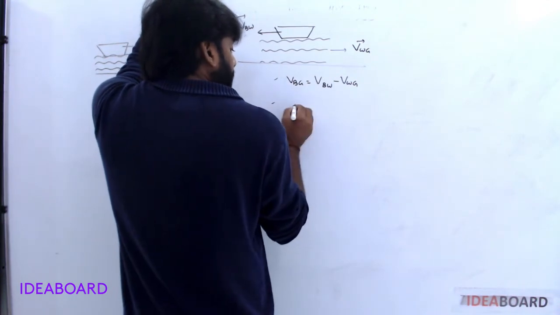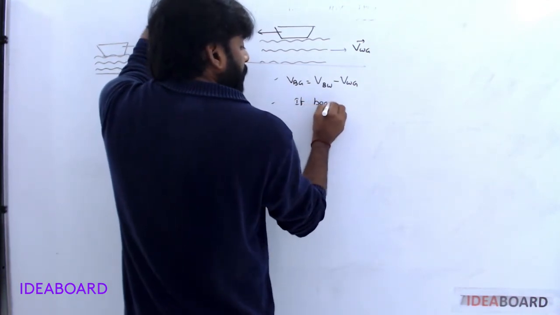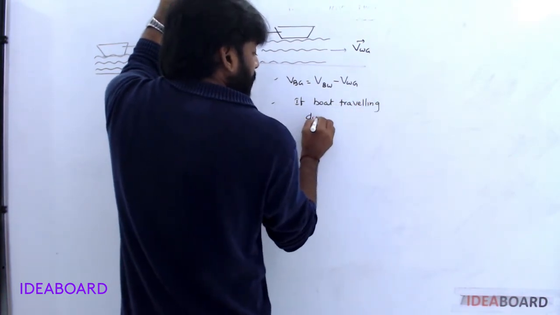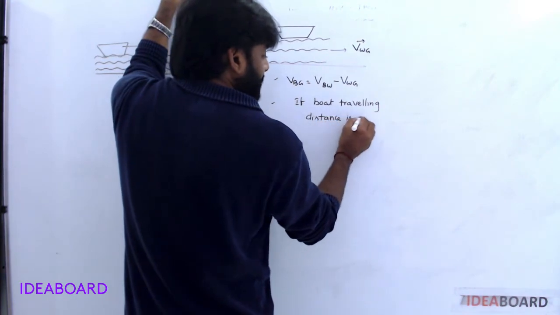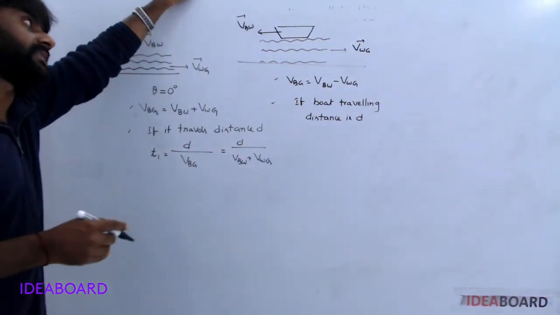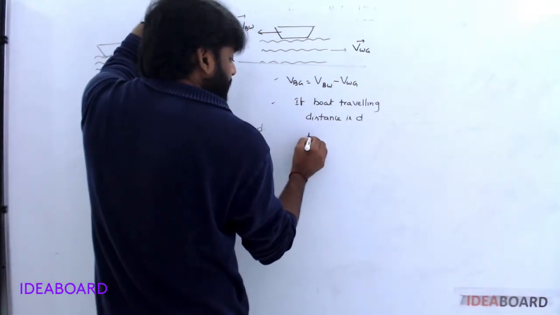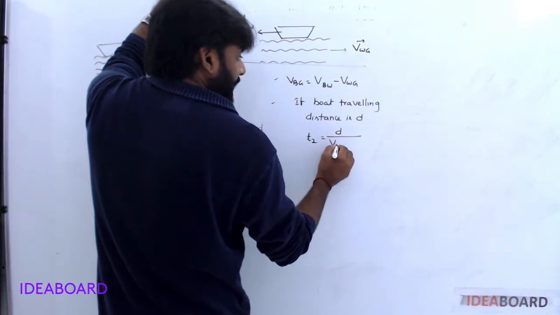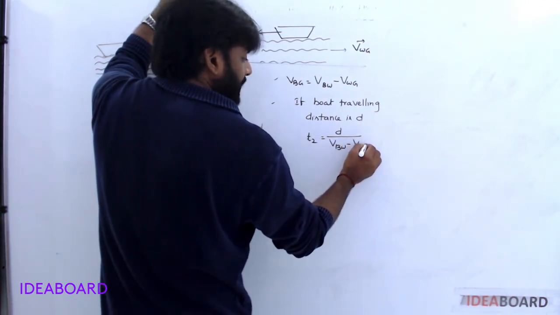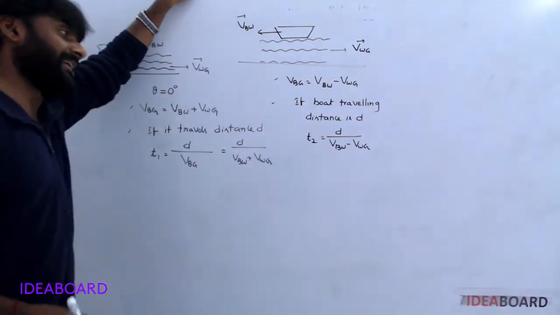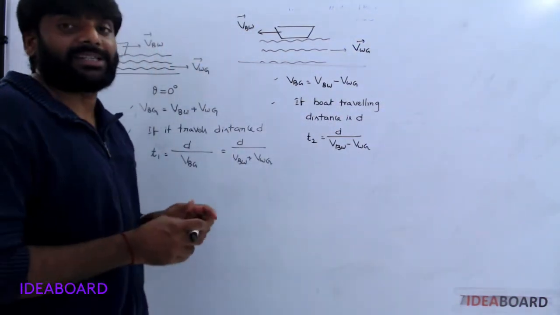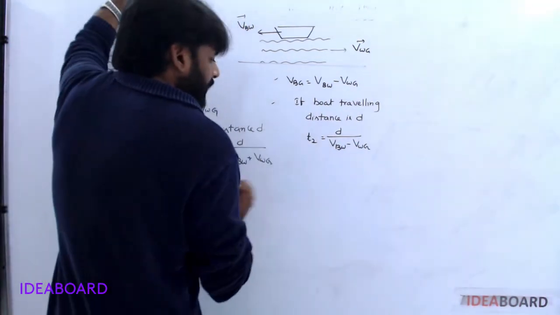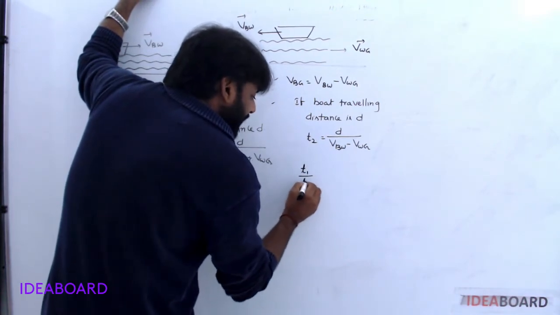Now if the boat travels distance d, in that case t2 is equal to d by boat velocity with respect to water minus water velocity with respect to ground. In these two cases the traveling distance is the same, it is d, this one is also d. Understood? Okay.